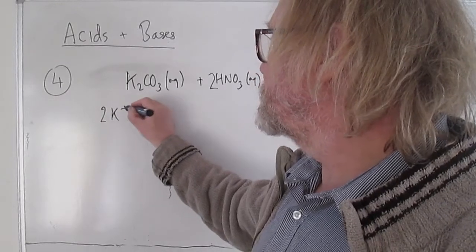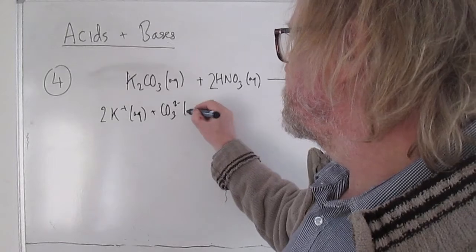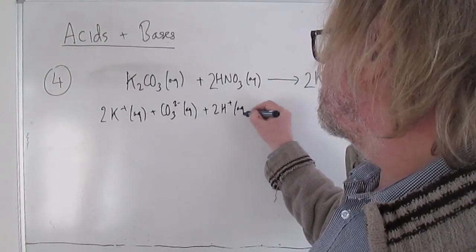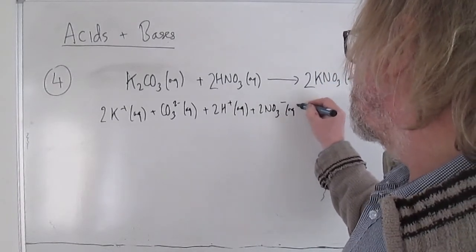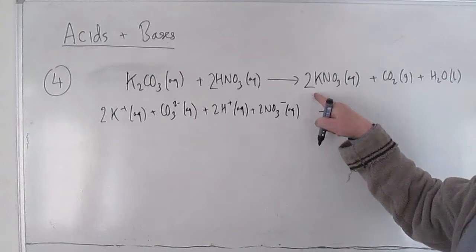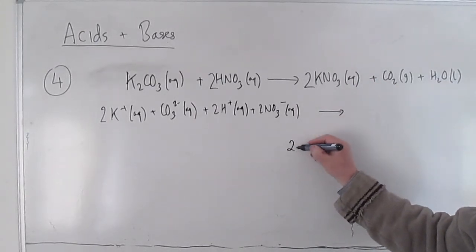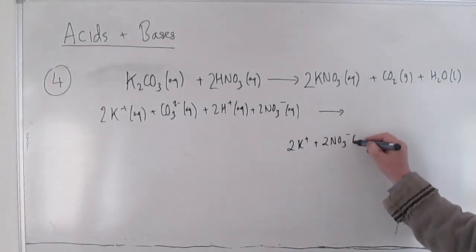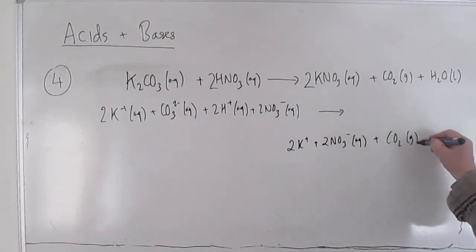So 2K+ carbonate plus 2H+ 2 nitrates. So lots of ions in that cocktail on the left hand side. Separate ions again here in the product because that's an aqueous compound, so 2K+ 2NO3- plus CO2 plus water.